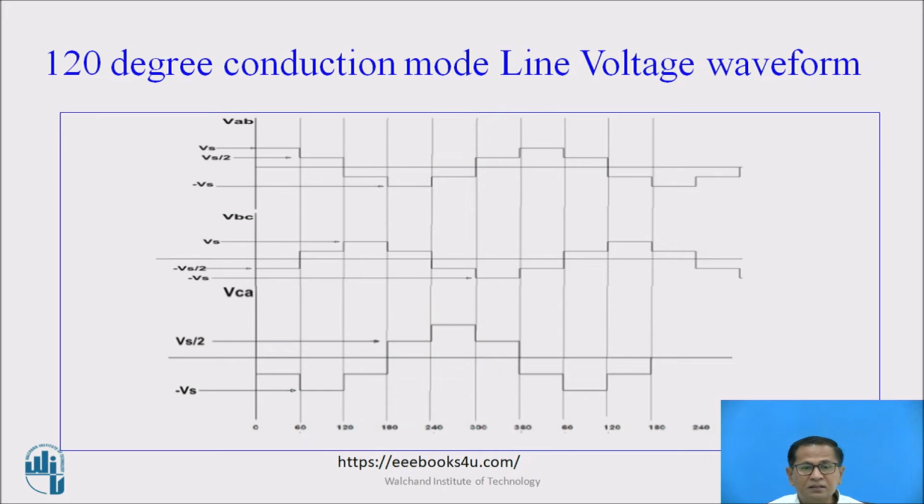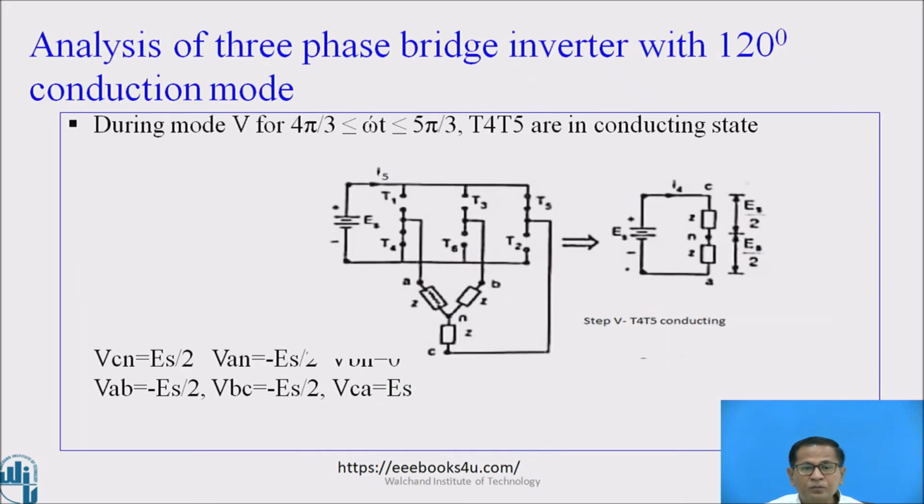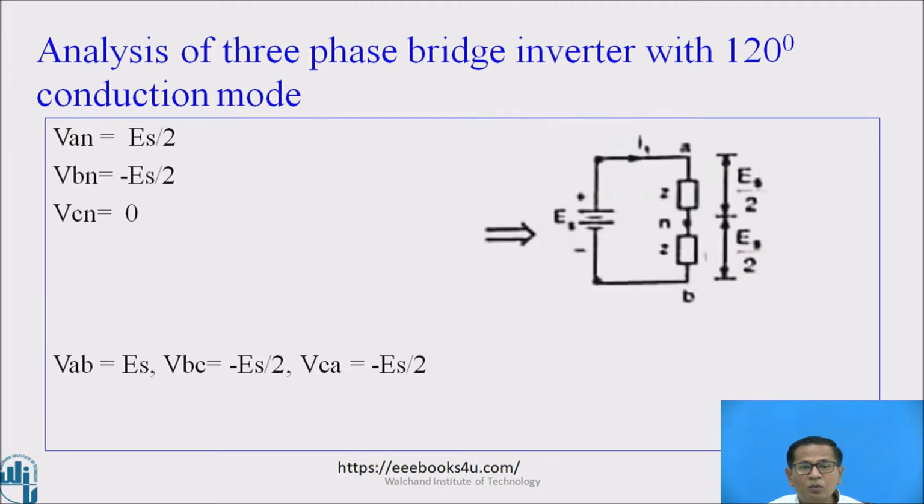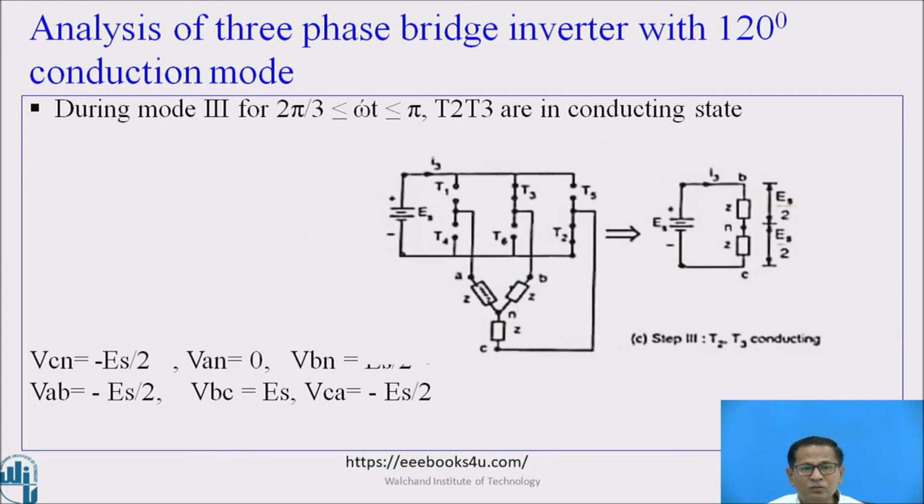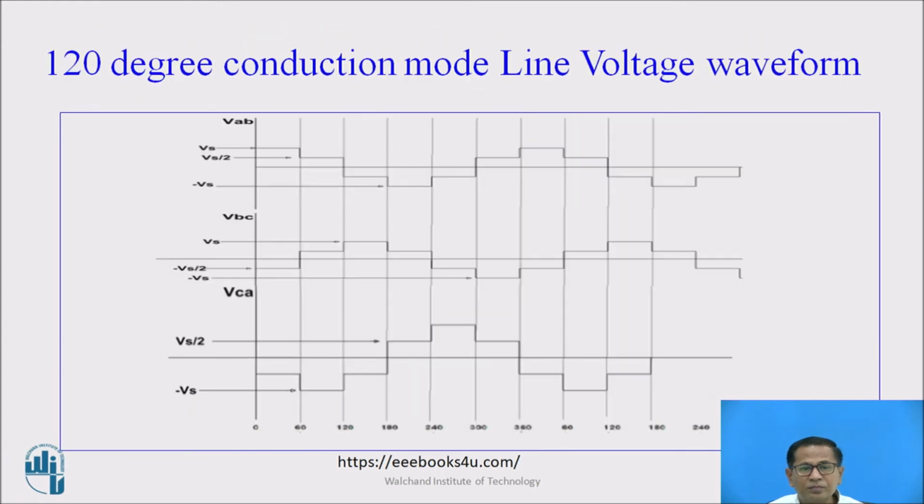Now, these are the line voltage waveforms. In the mode 1, VAB is equal to plus ES, VBC minus ES by 2, VCA minus ES by 2. So, plot these values here: VAB plus ES, VBC minus ES by 2, and VCA minus ES by 2. So, with the help of the values from mode 2, mode 3, mode 4, mode 5, mode 6, draw the line voltage waveform.